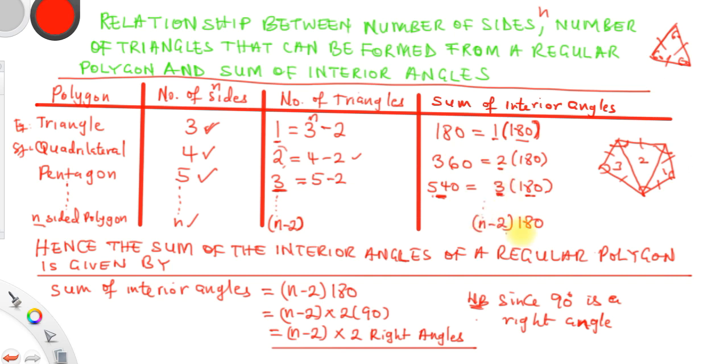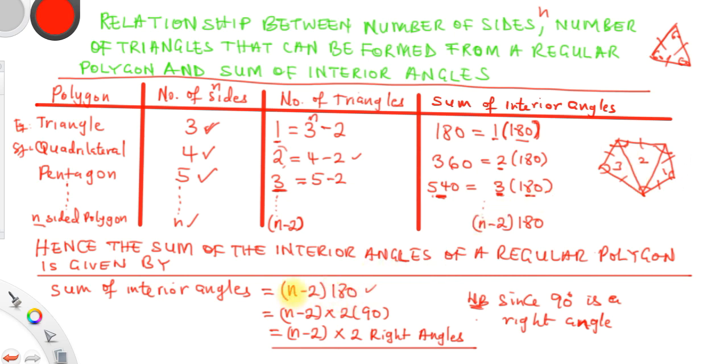And then the sum of the interior angles will also be n minus 2 times what? 180. The sum of the interior angles of a regular polygon will always be n minus 2 times 180. So we are saying that hence the sum of the interior angles of a regular polygon is always given by the number of sides minus 2, times 180. The number of sides minus 2 times 180 will give you the sum of the interior angles. If you add all the angles inside the polygon, that's what you get.